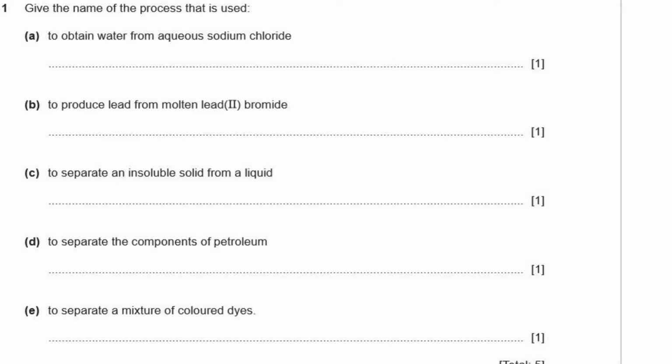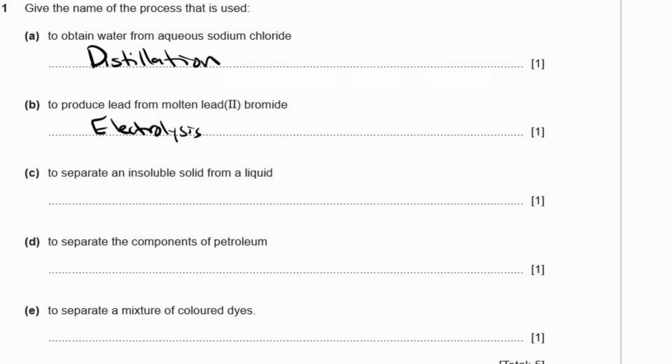Question 1. Give the name of the process that is used, A, to obtain water from aqueous sodium chloride. Okay, if you have salty water, basically, you want to distill it if you want to get the water. Distillation. B, to produce lead from molten lead bromide, and that is an electrolysis reaction.